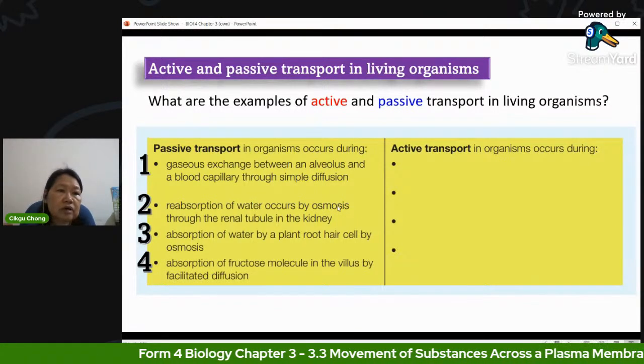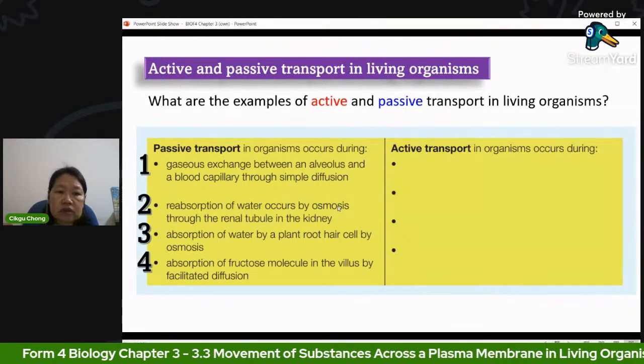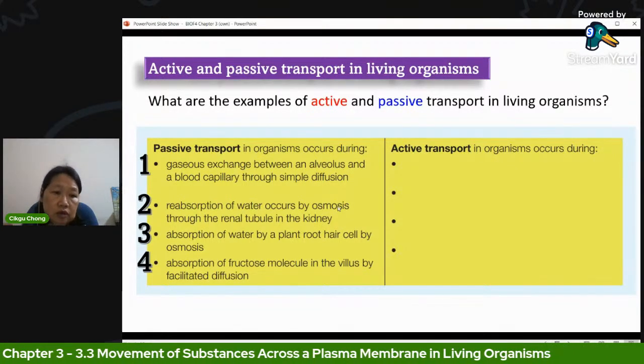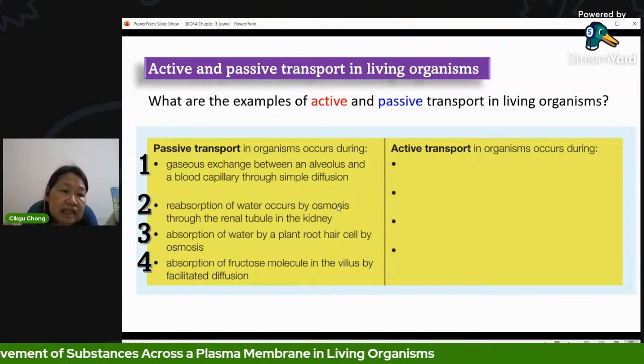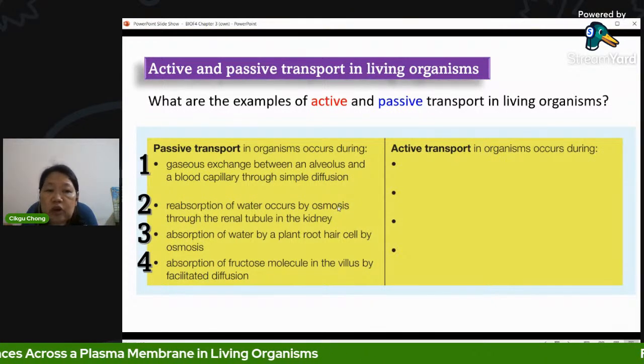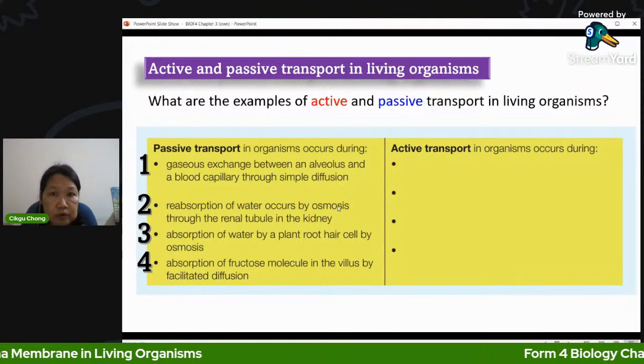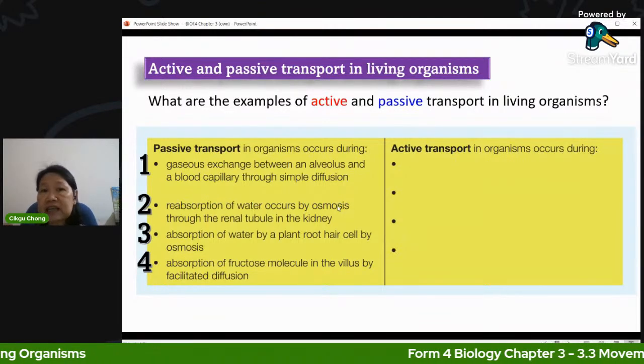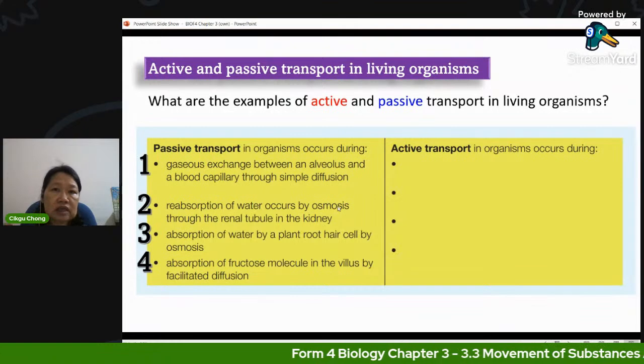Okay, one more example under passive transport is absorption of fructose molecules in the villus by facilitated diffusion. Because this one requires carrier protein. Because fructose is a large molecule and fructose is water soluble. It is not lipid soluble.